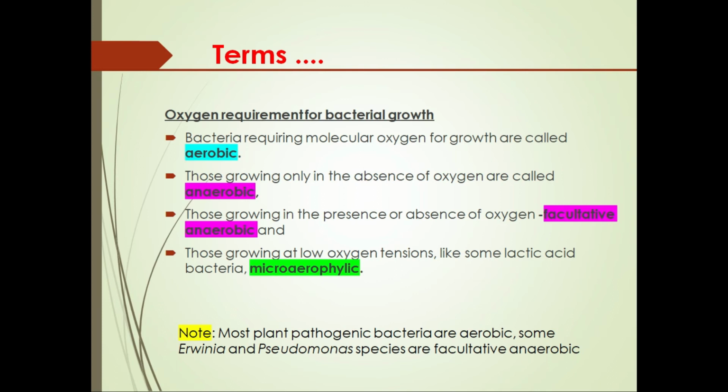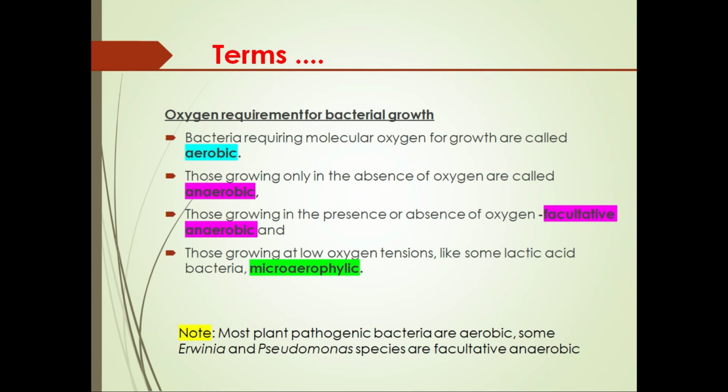There are more terms involved in relation to growth of bacteria. Aerobic bacteria, the bacteria which require oxygen for growth, are aerobic bacteria. Most plant pathogenic bacteria are aerobic. They require oxygen. Those bacteria growing in absence of oxygen are called anaerobic bacteria. We do not have, in true sense, any anaerobic bacteria among plant pathogenic bacterial genera.